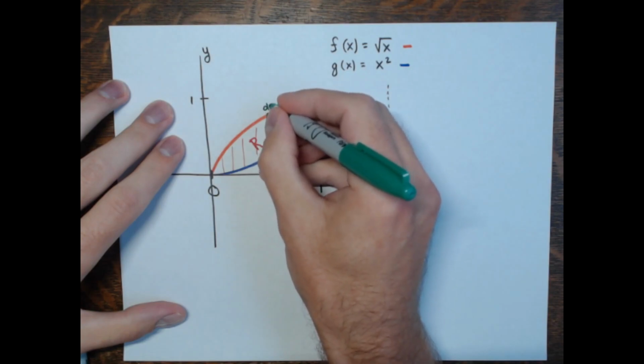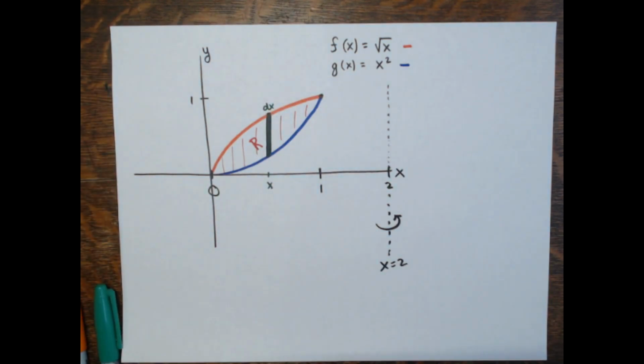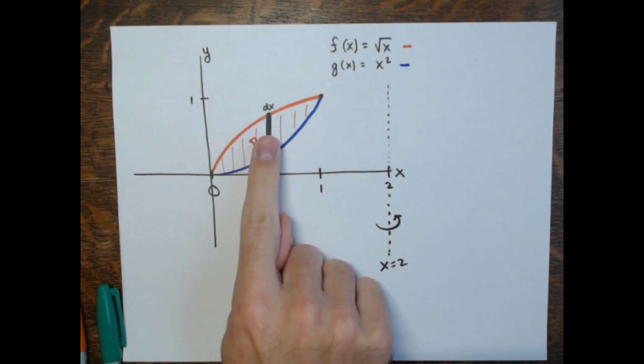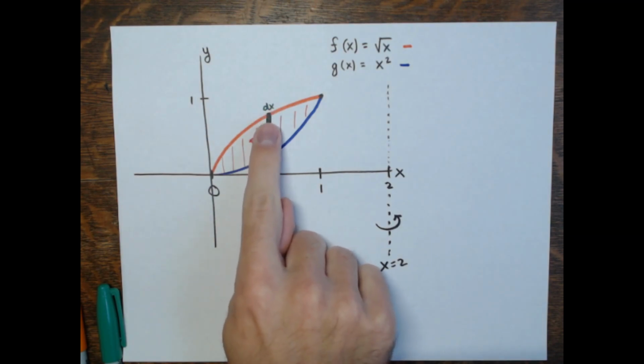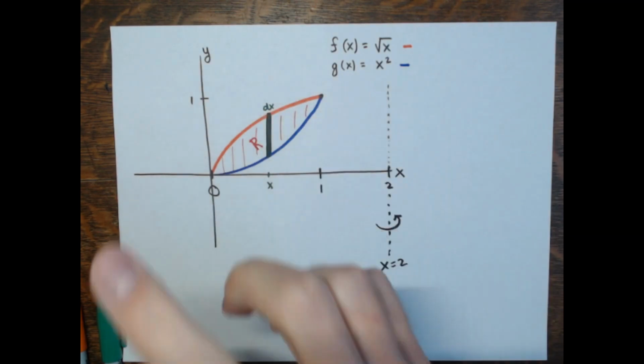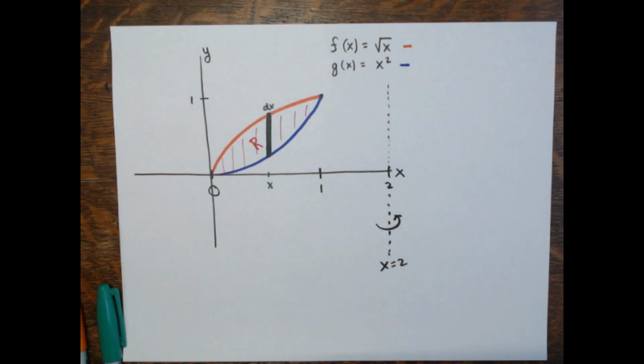And my thickness is dx, and imagine, I'm not going to draw it, but imagine I take the thin rectangle and rotate it around this line. I'd create one of these rolled up pieces of paper, one of these cylindrical shells.